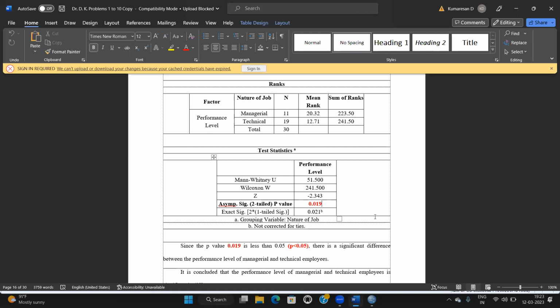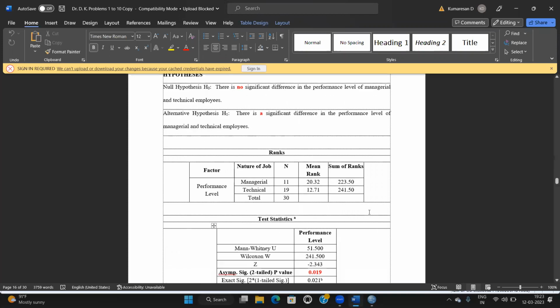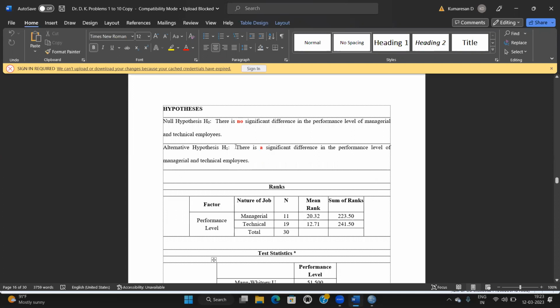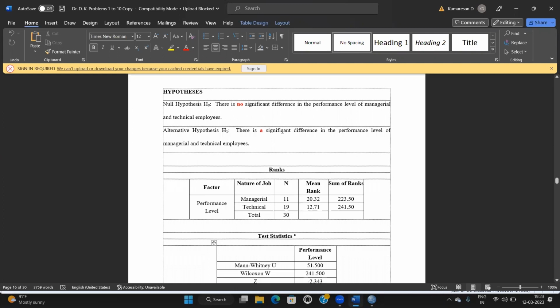If the P value is less than 0.05, there is a lesser possibility of accepting the null hypothesis. So we have to reject the null hypothesis. If the null hypothesis is rejected, we have to accept the alternative hypothesis.